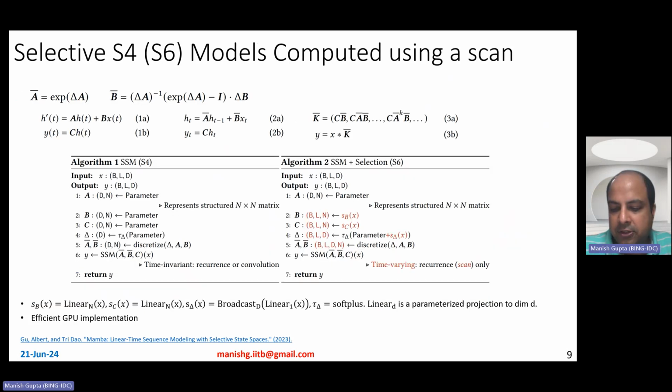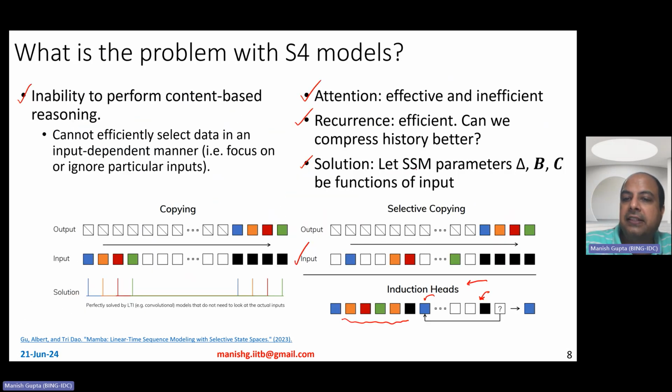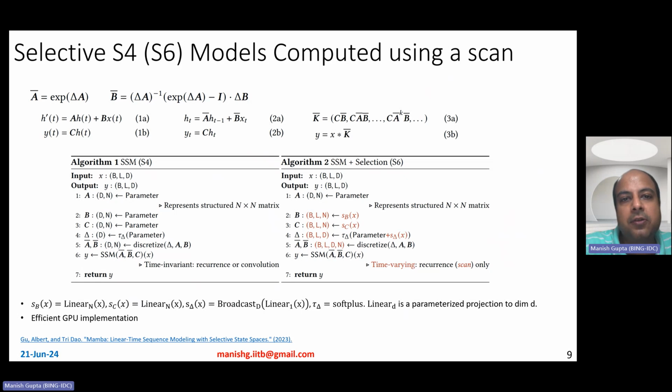Okay. So what is the solution? The solution is to have these SSM parameters, some of the SSM parameters, maybe not all of them, some of them like delta, B, and C, be functions of input rather than be fixed over time.